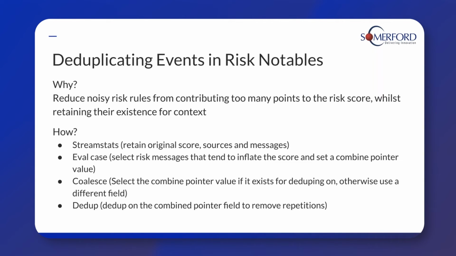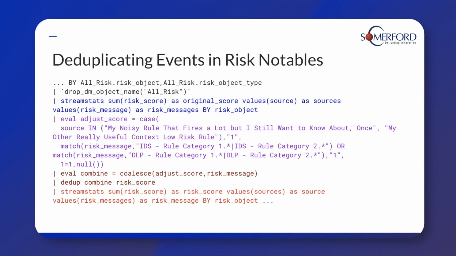So what that actually looks like is a bit like this. You've got the original risk data coming out here, and we've dropped the data model, and we've got some proof for this. So this is the end of that part of the risk rule. Now we do a streamstats, the blue text. We're grabbing the sum of the risk score as the original score, and values of the source, and values of the risk messages by the risk object. So we're basically grouping everything together now. Now we want to create an adjust score statement.